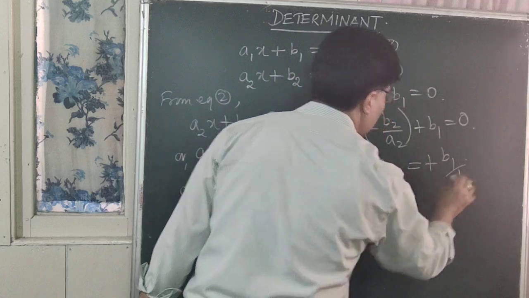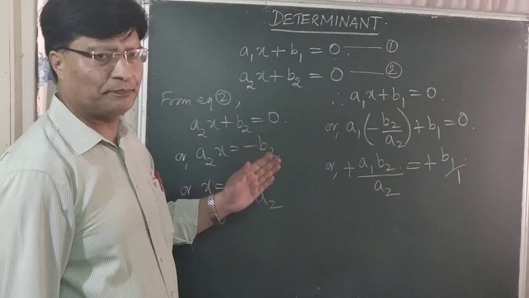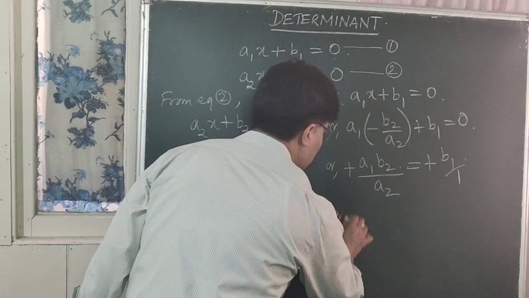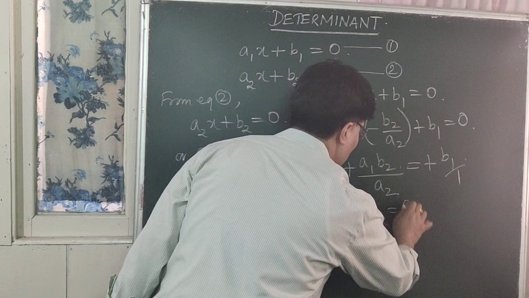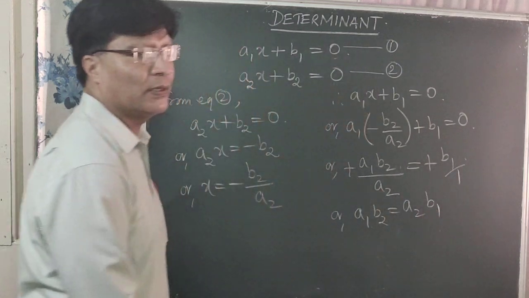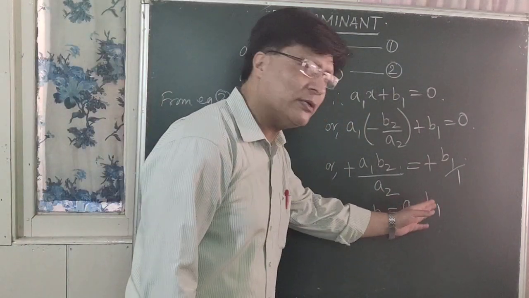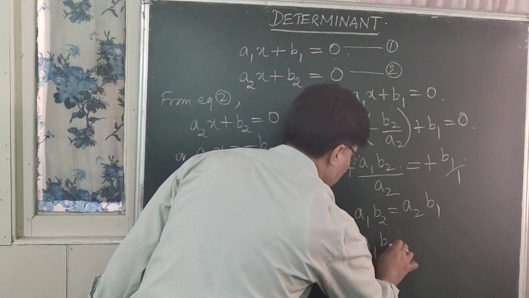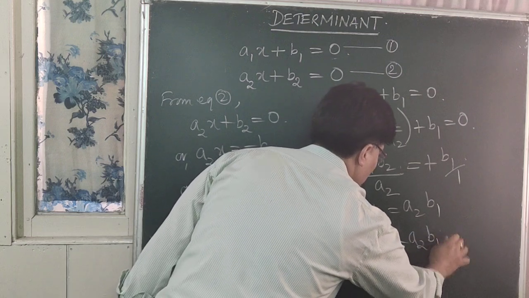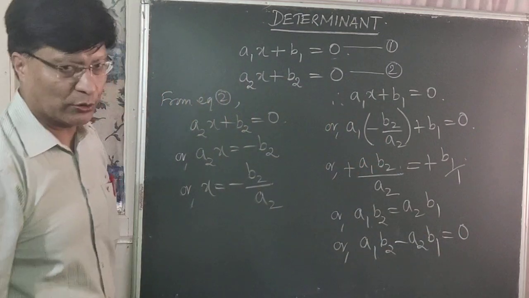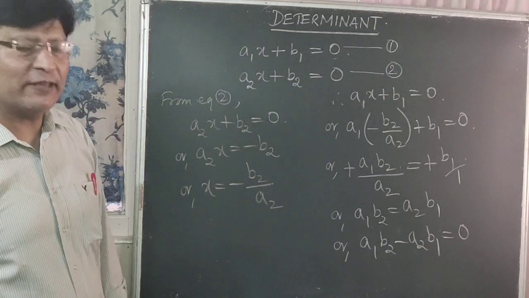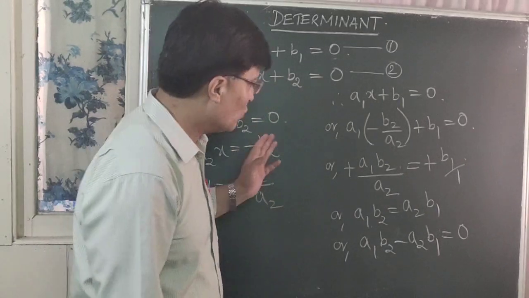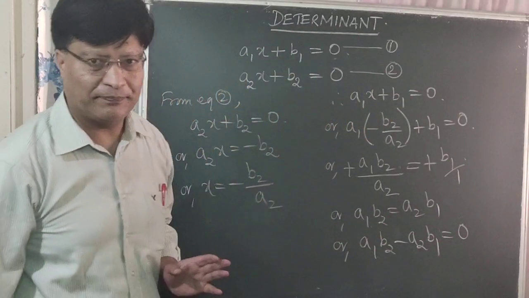Now we can do cross multiplication. So below b1, there is 1. Now you do cross multiplication. What do we get? a1 b2 is equal to a2 b1, right? Now let us take this a2 b1 to the left hand side. So it becomes a1 b2 minus a2 b1, which is equal to 0. So we have eliminated x from these two equations and we got this type of equation.